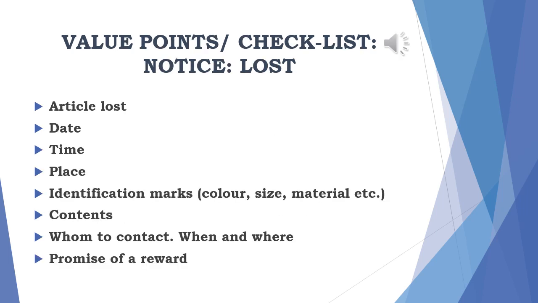Students, when you have to write a notice about a lost thing, you should include the following points: article lost, date on which it has been lost, time, place, identification marks like color, size, material, etc., contents, whom to contact, when and where, promise of a reward. All these things are included in a notice for lost things.